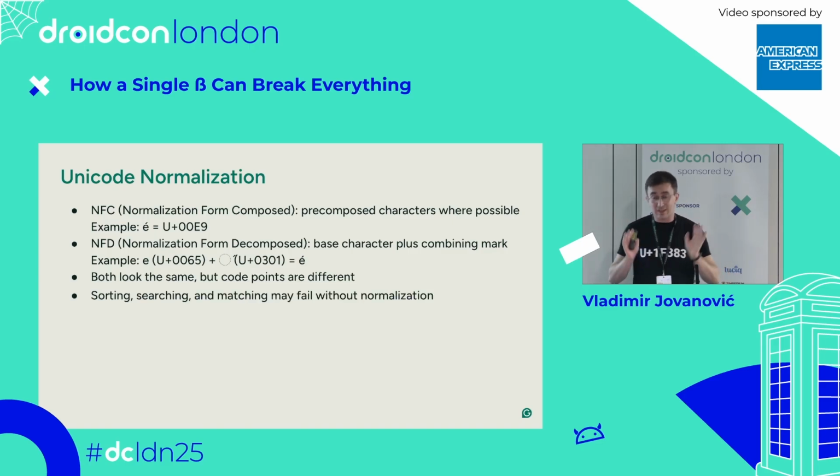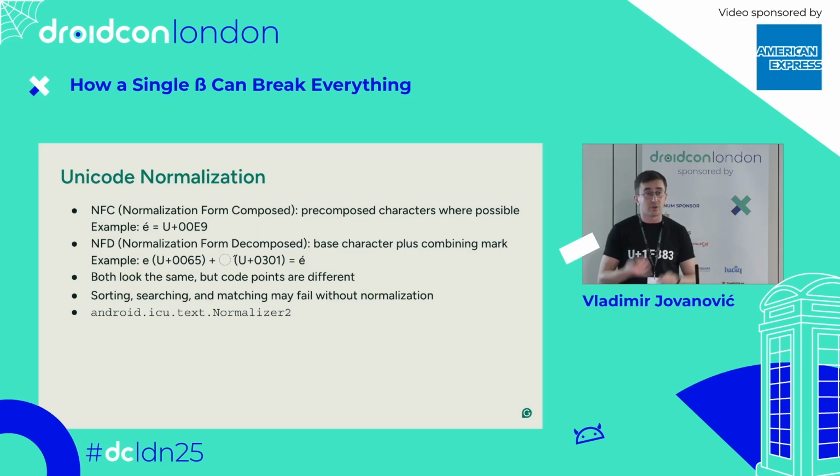This can break things in your app. A common example is sorting. These accented E's can be written in two ways. Without normalization, these might sort far apart in a list, even though they look identical. Searching can fail for the same reason. If your database stores things as NFD and then you search in NFC, the result might come back empty even though the text appears to match. This is why many systems normalize text into a consistent form before storing or comparing it. To do it on Android, you can use android.icu.text.Normalizer2.